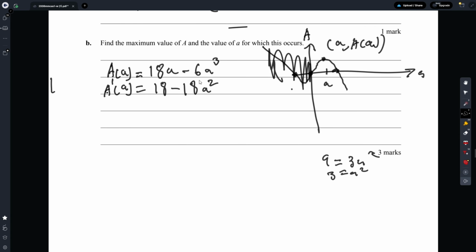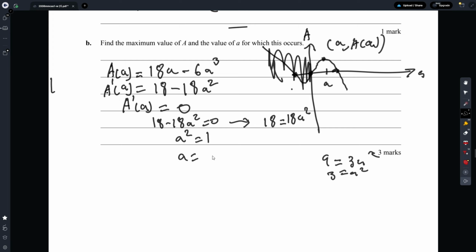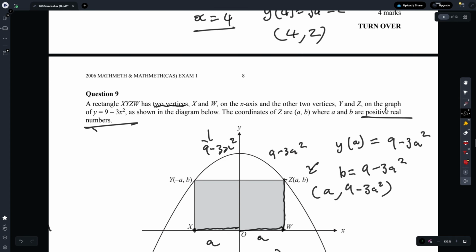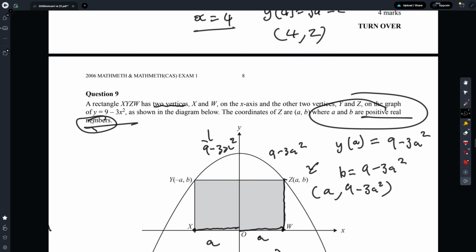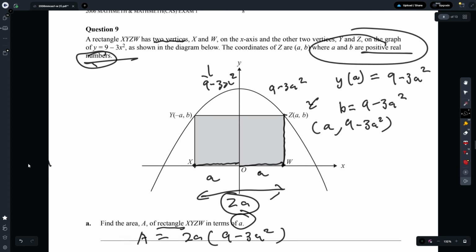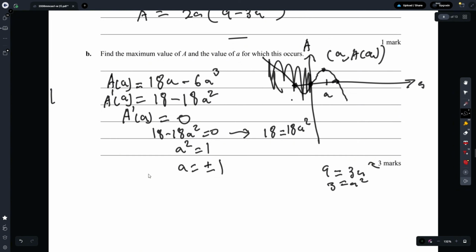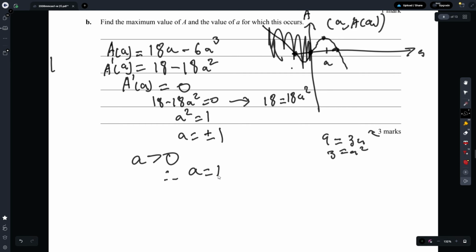Okay, now we have our derivative. We can let it equal to 0 because we're trying to find the maximum point where the gradient is 0. That means that 18 minus 18A squared is equal to 0. 18 equals 18A squared. A squared equals 1. A equals plus minus 1. Remember, always circle this, where A and B are positive real numbers. Whenever they give you a domain, remember to circle it. Okay, so we know if it's a positive real number, it has to be greater than 0. Therefore, A is equal to 1.